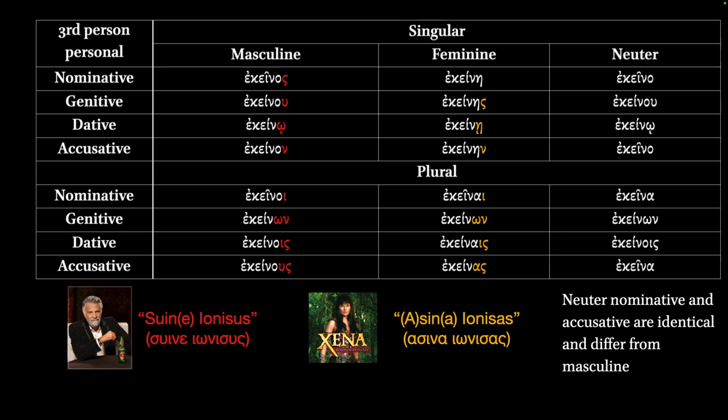That same thing happens for the farther demonstrative, ekenos, etc. We still have swain, ionesus, and asinat, ionesos as our helpful mnemonics. And this little helpful rule for these forms over here, which are identical to one another, but different from what we find over in the masculine.